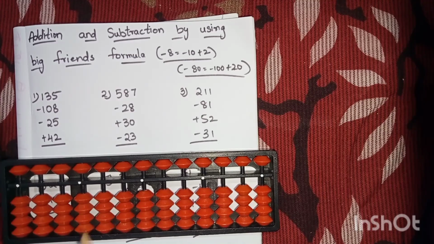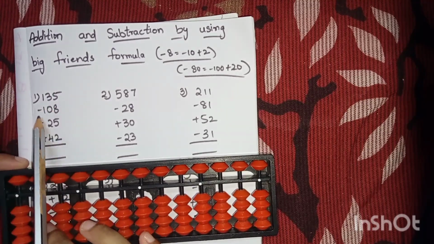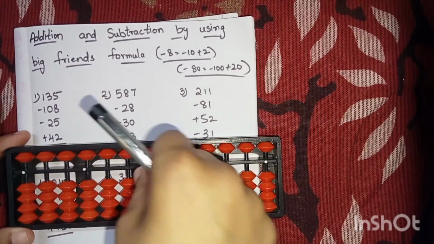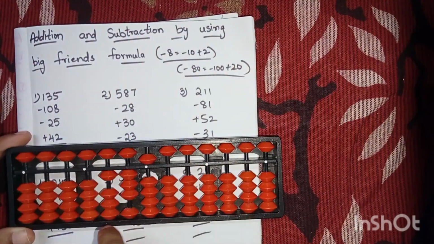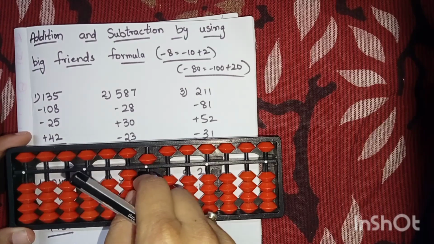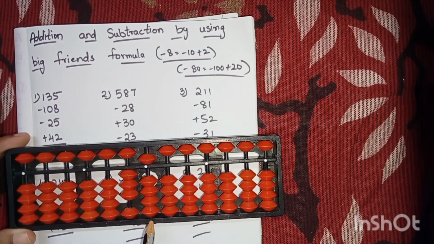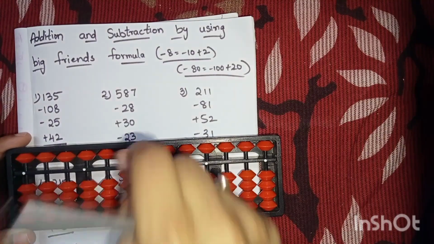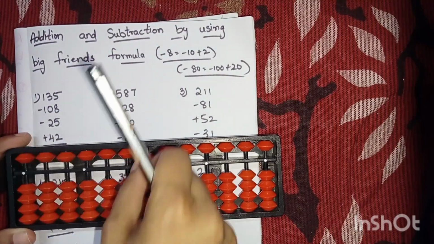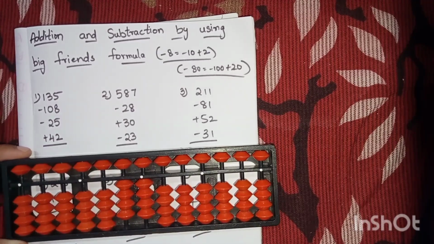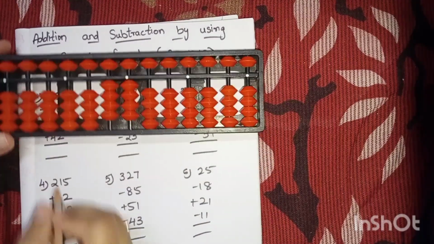Okay, let us start. 135 minus 108 minus 25 plus 42. 135 minus 108. So in the ones place rod, minus 8 is not available. So what you have to do, you have to take big friends formula. Minus 8 is equal to minus 10 plus 2. Next minus 25. Next plus 42. So what is the answer? 99.